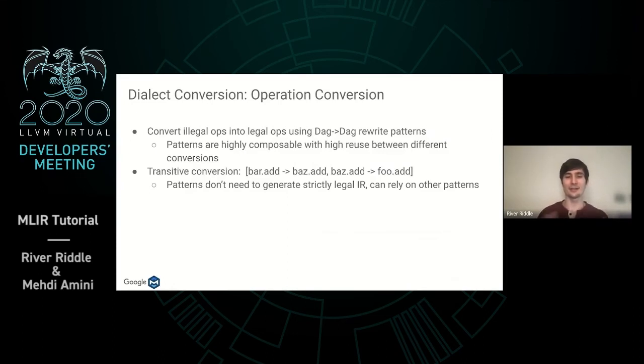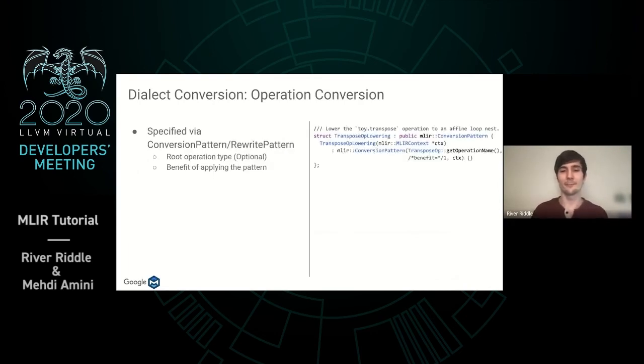So if we think about this in the concept of a transitive conversion, we want high reusability. So transitive conversion is where we don't have to strictly generate legal IR. We can rely on a successive application of patterns to make sure that something is eventually legalized. So if you think about the graph that we saw before, with Affine being lowered to structured control flow, being lowered to standard, then being lowered to LLVM, we would have separate groups of patterns for all of those, and they just compose. So our pass might use them, another pass might use them. Any pass that wants to do this conversion can just provide these patterns.